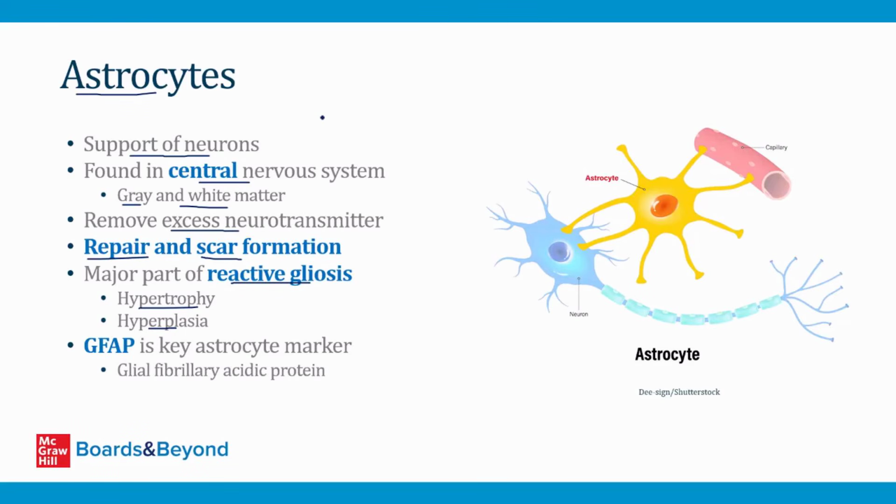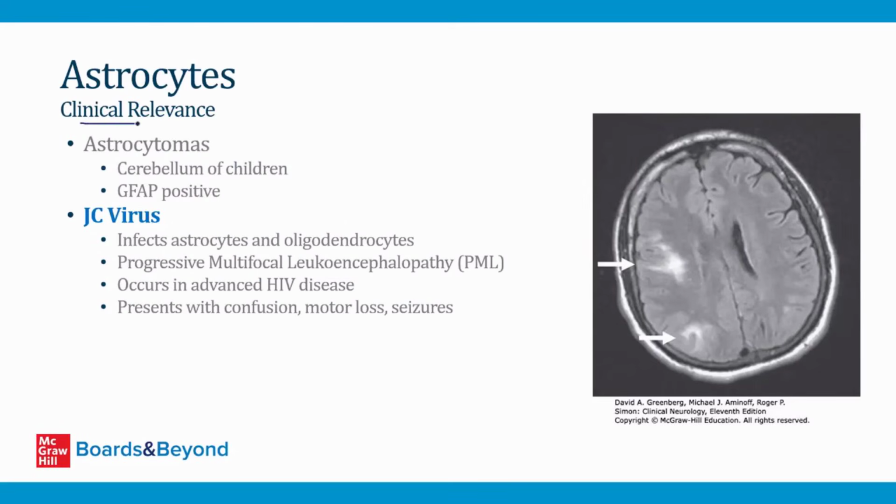One of the major markers clinically of astrocytes is GFAP. GFAP stands for glial fibrillary acidic protein, and there are a number of ways you can test for the presence of GFAP, and when it is found, that usually means you're looking at an astrocyte. So this is important for identifying tumors that come from astrocytes and just in general, identifying astrocytes in the central nervous system. Let's talk about some clinical relevance around astrocytes.